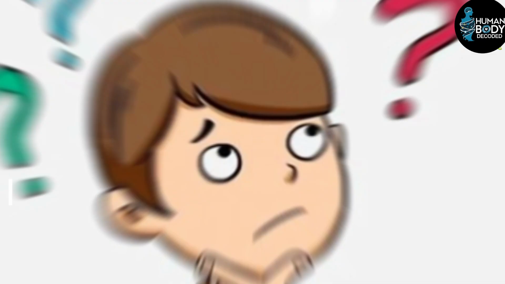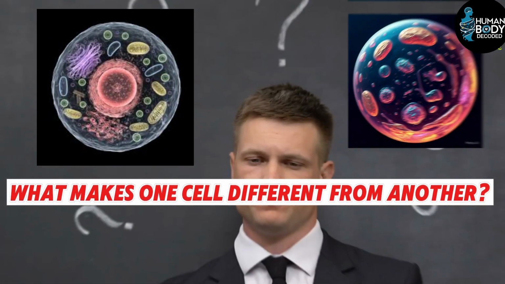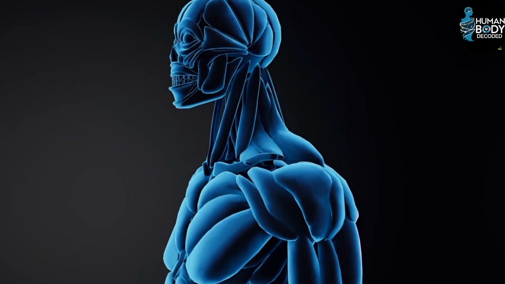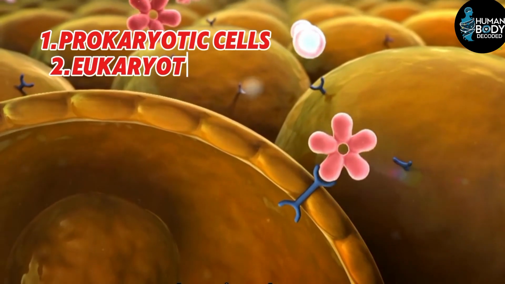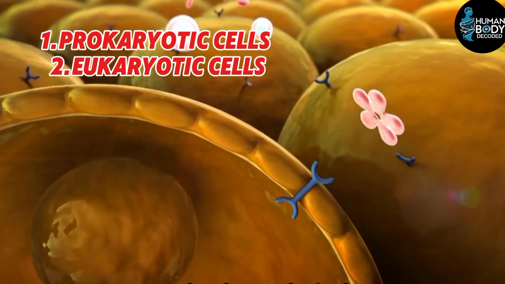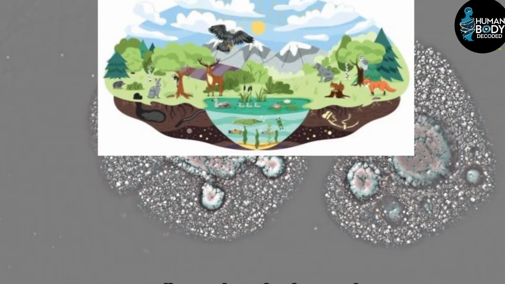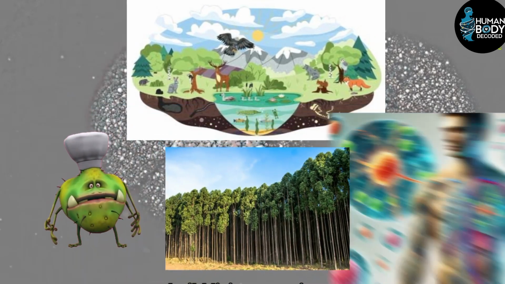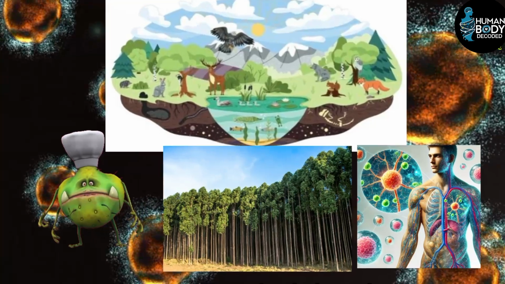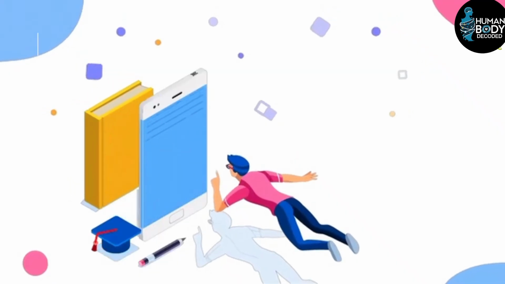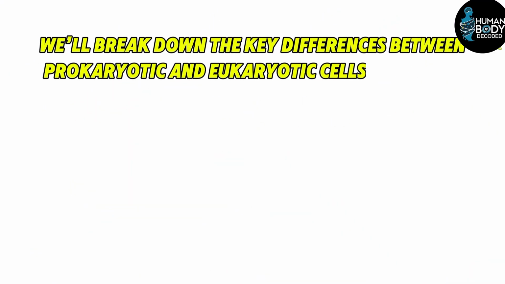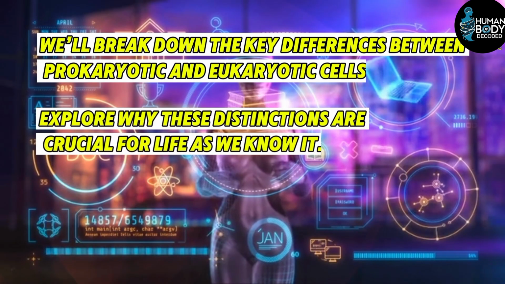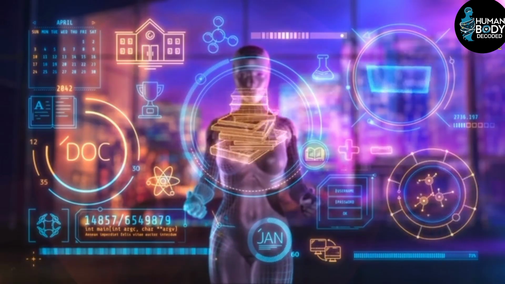Have you ever wondered what makes one cell different from another? It might surprise you that the very building blocks of life come in two distinct forms, prokaryotic and eukaryotic cells. These two types of cells power every living organism, from the tiniest bacteria to the most complex plants and animals. But what sets them apart? In this video, we'll break down the key differences between prokaryotic and eukaryotic cells and explore why these distinctions are crucial for life as we know it.